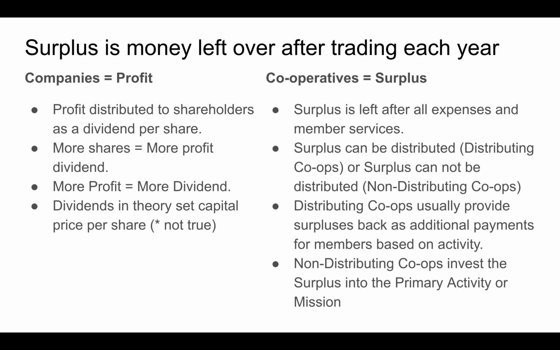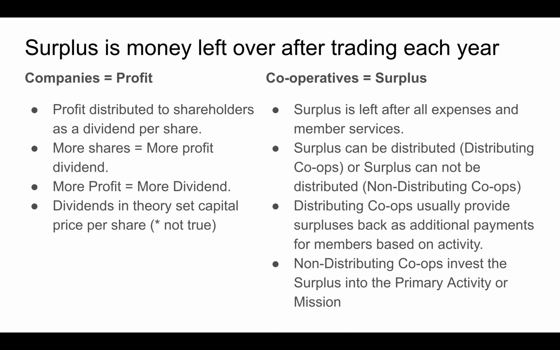I just mentioned the word surplus, and that's distinct from profit. In a company, the goal, whether it's a B Corp or the worst corporation in history, is to maximize shareholder value. That means creating margin, which means suppressing costs and charging as much as you can, and getting dividends, because in theory dividends set the capital cost of the shares.